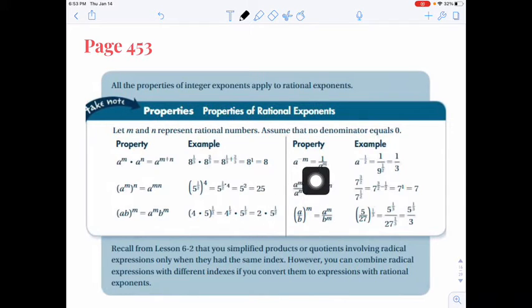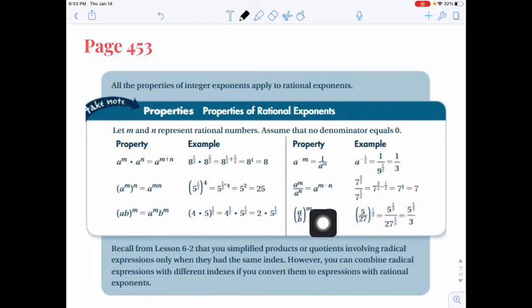A to the negative m is equal to 1 over a to the positive m. For example, 9 to the negative 1/2 is equal to 1 over 9 to the 1/2, which is equal to 1 over 3. A to the m over a to the n is equal to a to the m minus n, so you can subtract when you have division. 7 to the 3/2 divided by 7 to the 1/2 is the same as 7 to the 3/2 minus 1/2, or 7 to the first power, which is just 7.